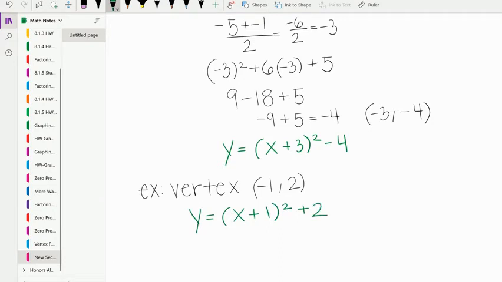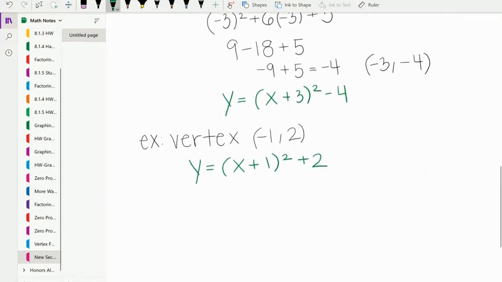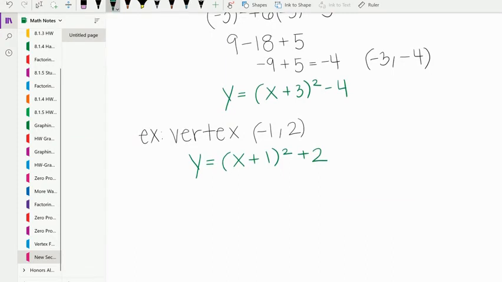So then we have to think, how could we put this into standard form? Well, we can multiply it out. So remember, x plus 1 squared does not just mean x squared plus 1 squared. What it actually means is x plus 1 times itself. So x plus 1 times x plus 1 and then plus 2.